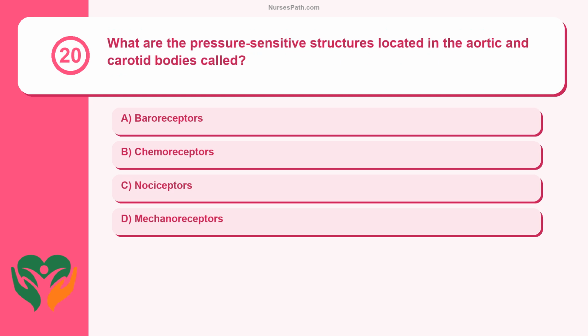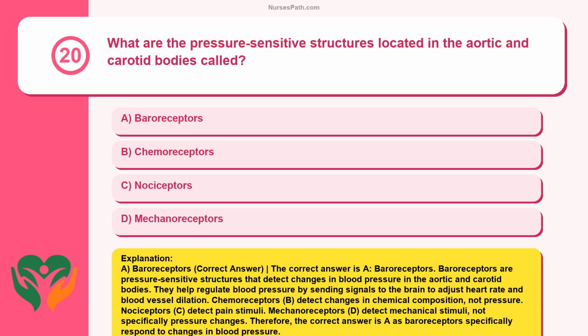Question 20. What are the pressure-sensitive structures located in the aortic and carotid bodies called? Baroreceptors, chemoreceptors, nociceptors, mechanoreceptors. A. Baroreceptors, correct answer. The correct answer is A. Baroreceptors. Baroreceptors are pressure-sensitive structures that detect changes in blood pressure in the aortic and carotid bodies. They help regulate blood pressure by sending signals to the brain to adjust heart rate and blood vessel dilation.